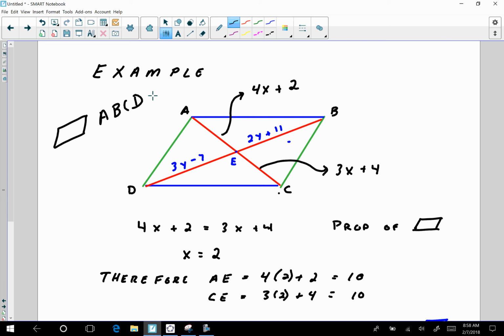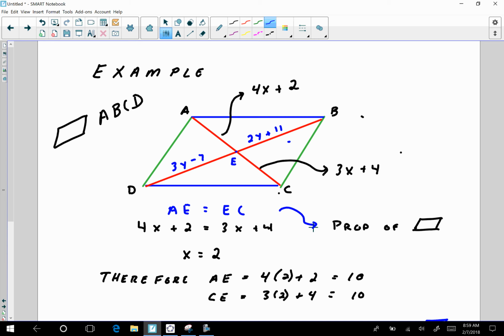So I make those statements equal because, why? Because the diagonals bisect each other. E is the midpoint. I could preface this algebraic statement, and it would probably be a good idea to do that, with AE is equal to EC. That is because of a property of parallelograms: diagonals bisect each other, and E is a midpoint.